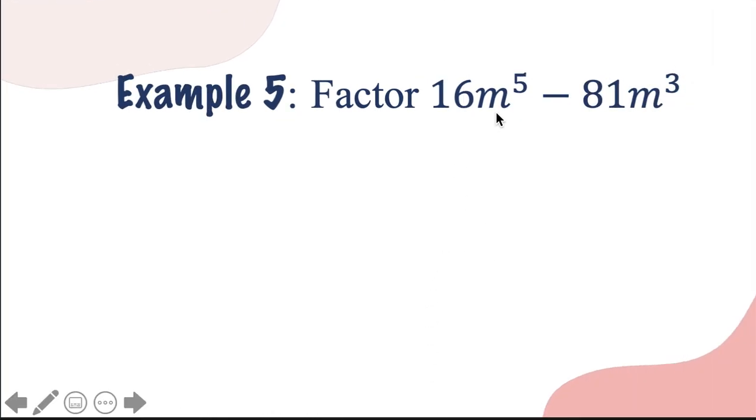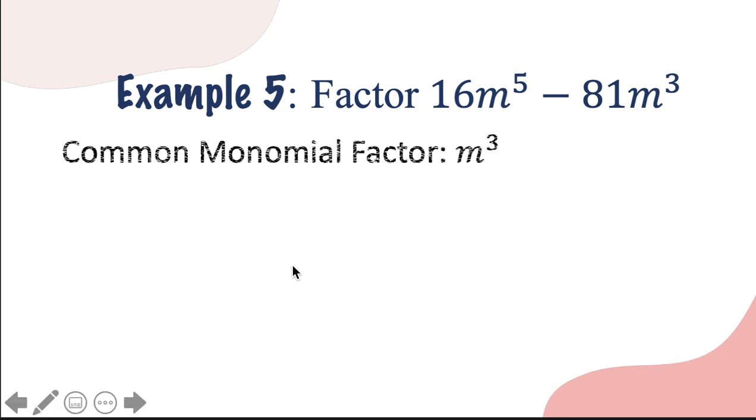Factor 16m raised to 5 minus 81m cubed. Is there a common factor? Looking at 16 and 81, we don't have a common factor anymore because their GCF is 1. But looking at m raised to 5 and m raised to 3, we have a common monomial factor, and that is m cubed. So we need to get the remaining factor by dividing these terms by m cubed.